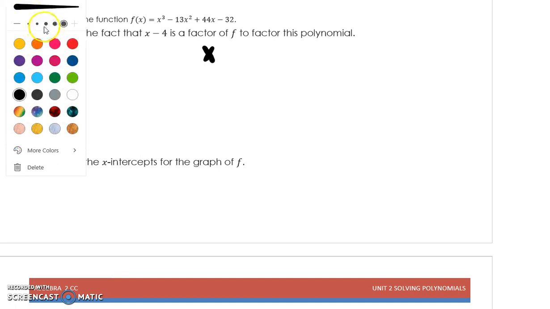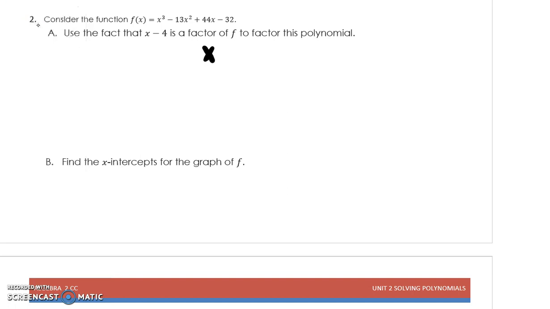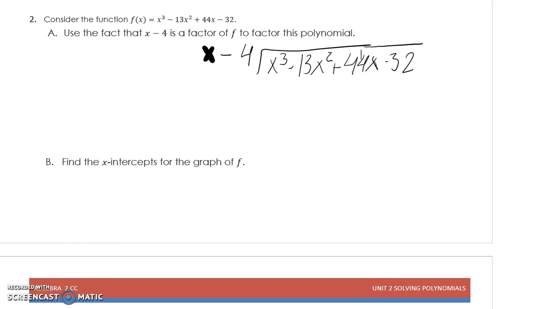Make this a little smaller. There we go. It's going to divide into the polynomial. So if you remember from last unit, our first step with long division is: what does x need to multiply by to get to x cubed? That's an x squared. So we multiply through and we end up with x squared times negative 4, which is negative 4x squared.